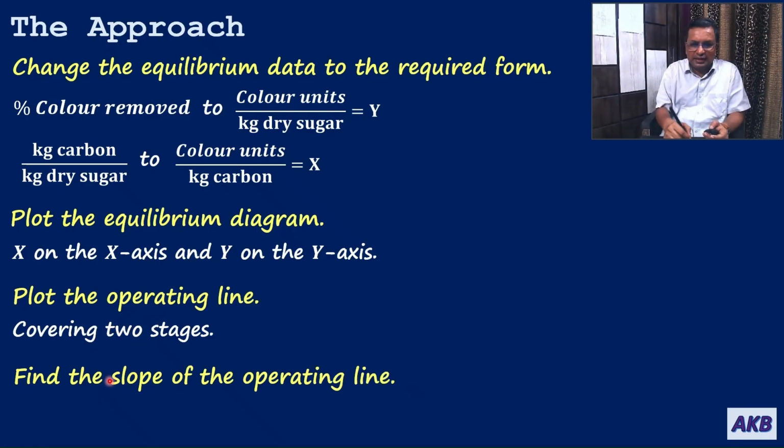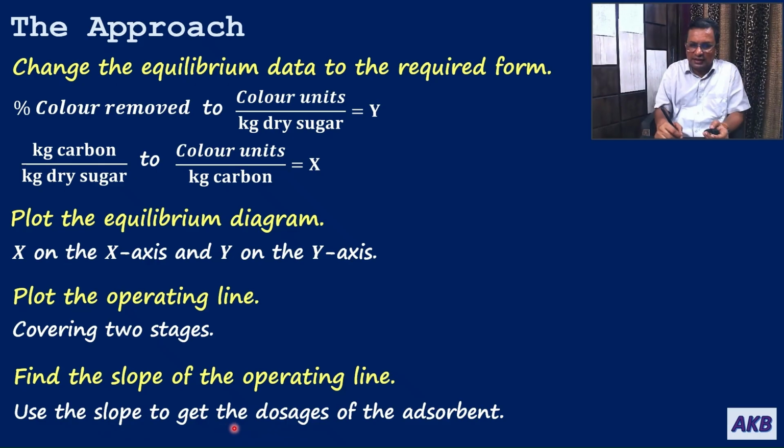Then once you plot the operating line, you will find the slope of the operating line, and from the slope of the operating line we can easily get the dosage of the adsorbent that will be required. That is the quantity of adsorbent that will be required in a two-stage countercurrent adsorption operation. So the approach is simple: change the equilibrium data to the required form, plot the equilibrium diagram, plot the operating line, find the slope of the operating line, and from the slope, find the quantity of adsorbent that will be required in the operation.